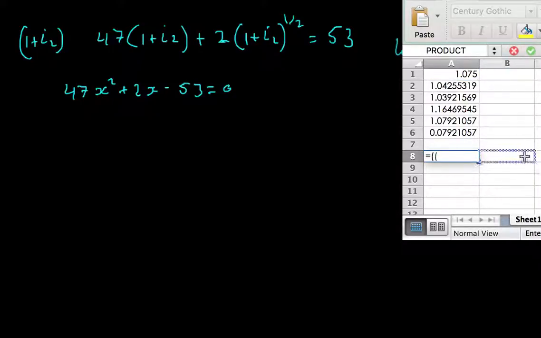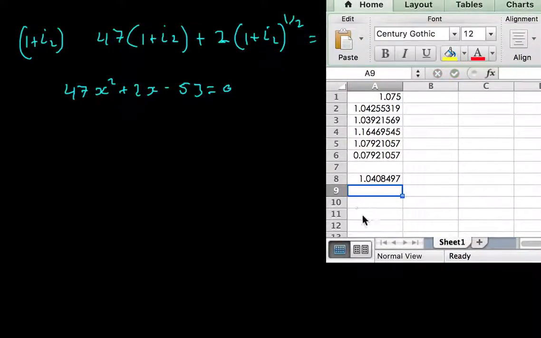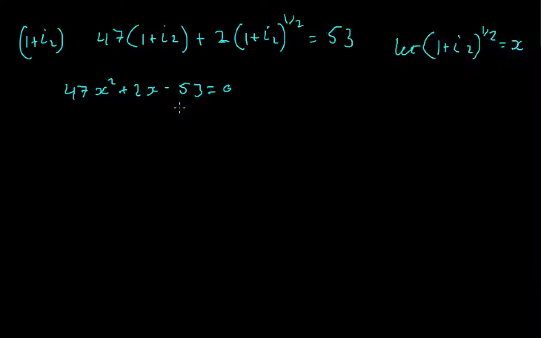So that's going to be negative b, so negative 2 plus the square root of b squared, which is 4, minus 4 times a, which is 47, times c, which is negative 53, all divided by 2 times a, 2 times 47. Sorry, you can't see that, but that's how it looks. And this bit over here is equal to x, or our (1 plus i2) to the half. So in order to find 1 plus i2, we just have to square it. So 1 plus i2 is 1.0833681. I'll just note that down: 1 plus i2 is equal to 1.08336 and so on.